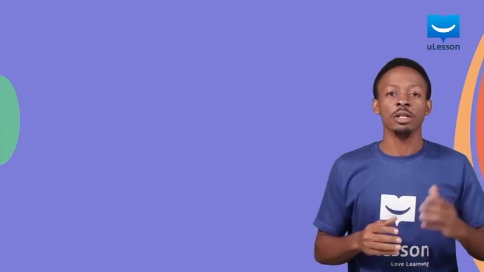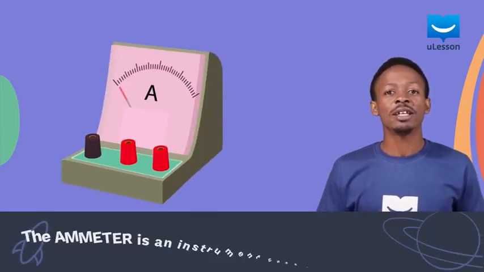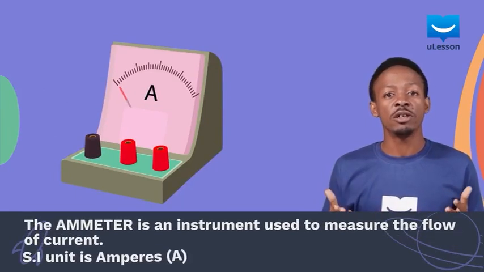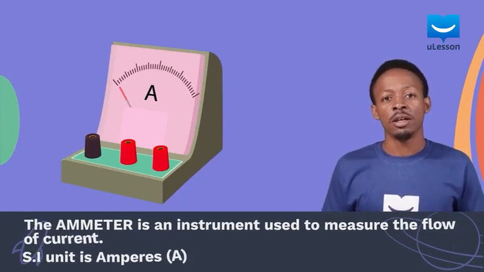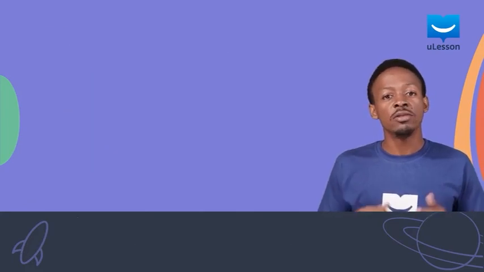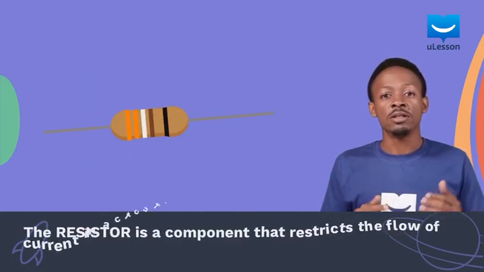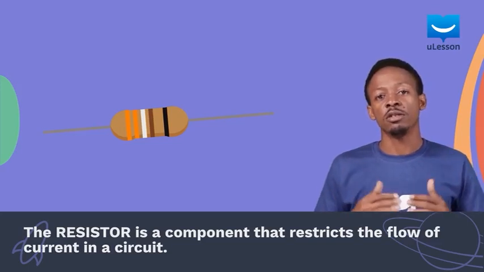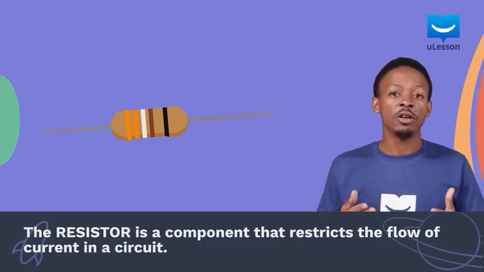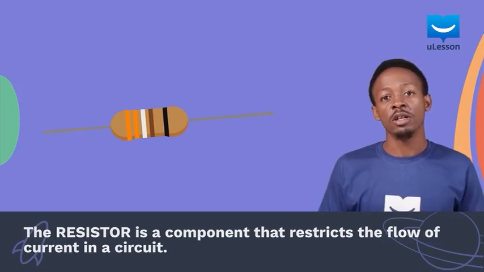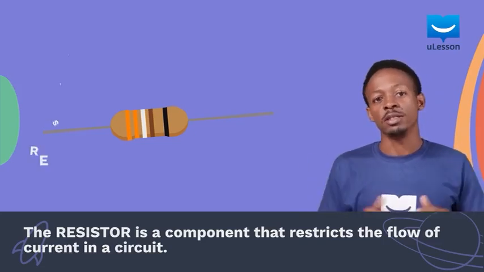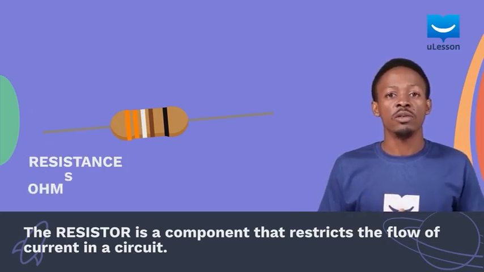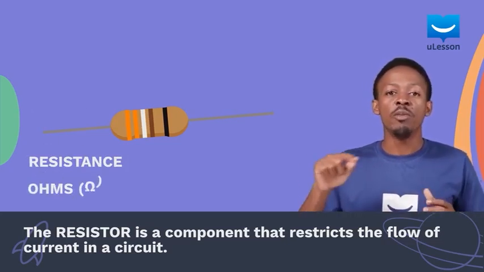Let us start with the ammeter. The ammeter is an instrument used to measure the flow of current. The unit of measuring current is in amperes. Next is what is known as the resistor. The resistor is a component that restricts the flow of current in a circuit. And the measure of this opposition to the flow of current is what is known as resistance. The SI unit of resistance is the ohm, represented by the Greek omega symbol.